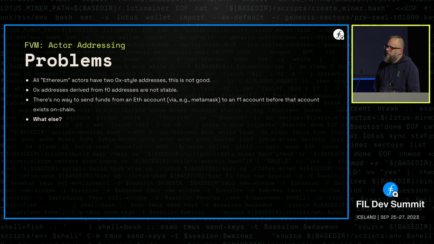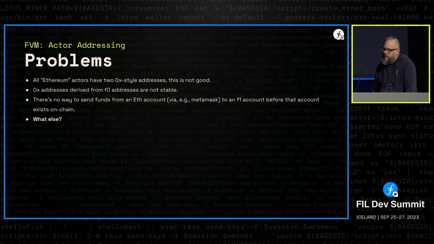Because the way this currently works is, if I send to 0x blah blah blah, if it starts with FF, then a bunch of zeros and an ID, I convert it to an F0 address. If it's anything else, I convert it to an F410F address. Then when I send to that, if there's no account there, and it's an F410F address, I will just create an ETH account for that user. Or really, I create a quote-unquote placeholder for those funds and put the funds there.